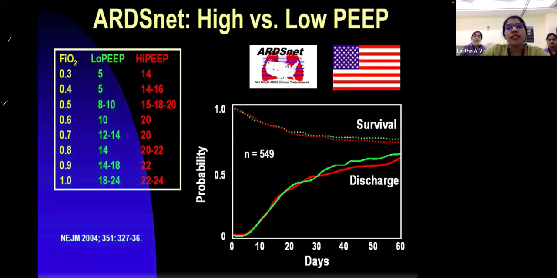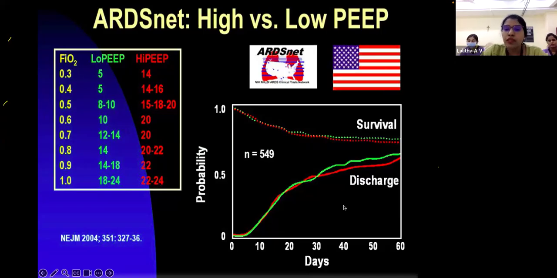So how much PEEP to set in? Again, what does the evidence say? This is again by ARDS network where they've compared high versus low PEEP. They had a calendar of high PEEP and low PEEP, and the FiO2 they kept on titrating. In low PEEP they started low and slowly titrated up to 14, 18 and 20. And the FiO2 from 30%, 40% like that, they went on increasing the FiO2. Whereas in the other group, high PEEP, they straight away started with 14 and increased to 22 to 24. And the FiO2 was the same.